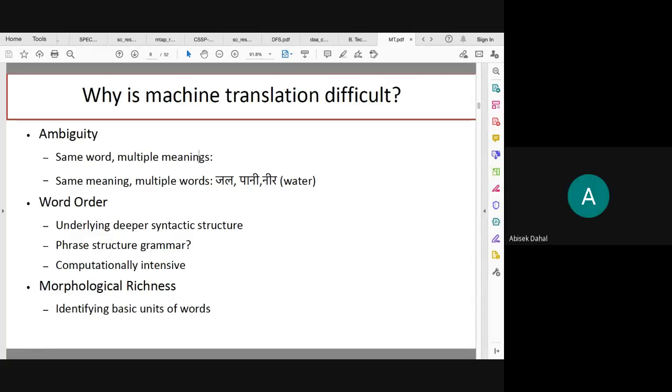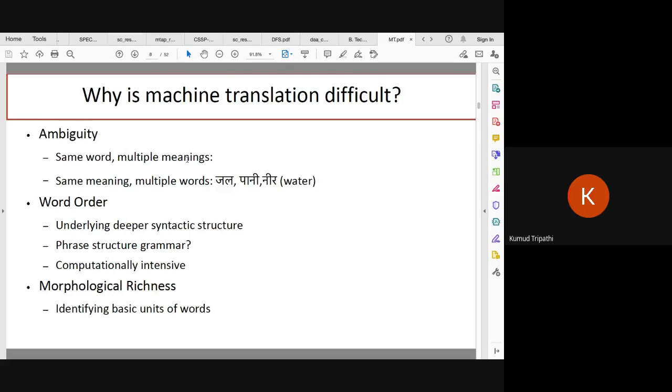This is very common. Bank, ma'am. Yes, bank. Multiple meanings. It may be river bank or a financial bank. Yeah, correct.